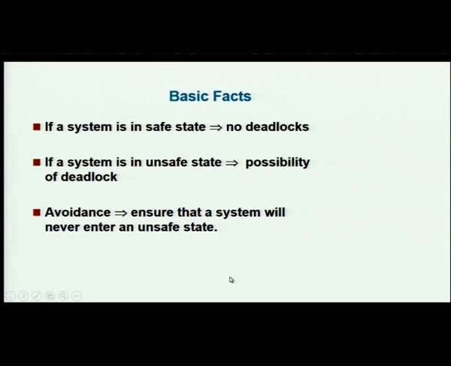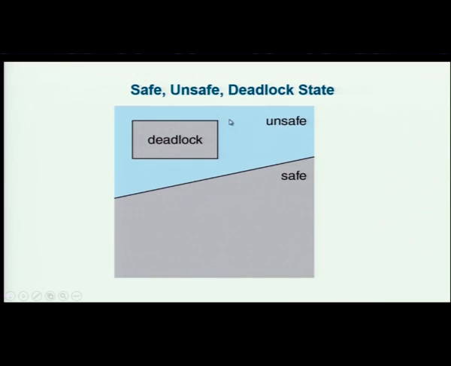All this is nicely represented in a manner where if a system is in the safe state, there is no deadlock. If a system is in an unsafe state, there is a possibility of deadlock. We can avoid deadlock by ensuring that the system will never enter an unsafe state. If you can find out what is a safe state and what is an unsafe state, then we can fix the deadlocks happening only when the system is moving into an unsafe state.